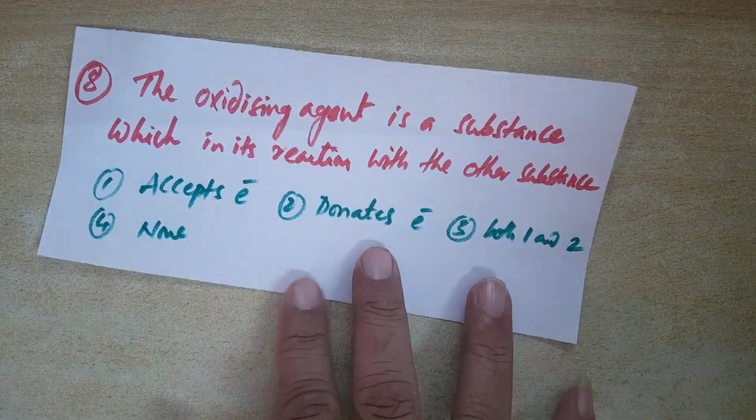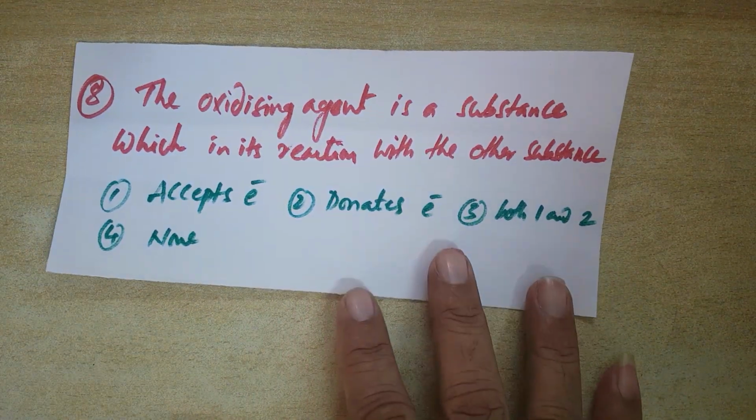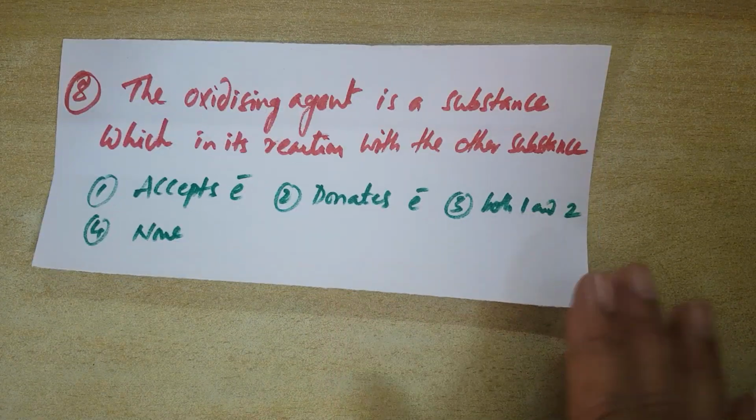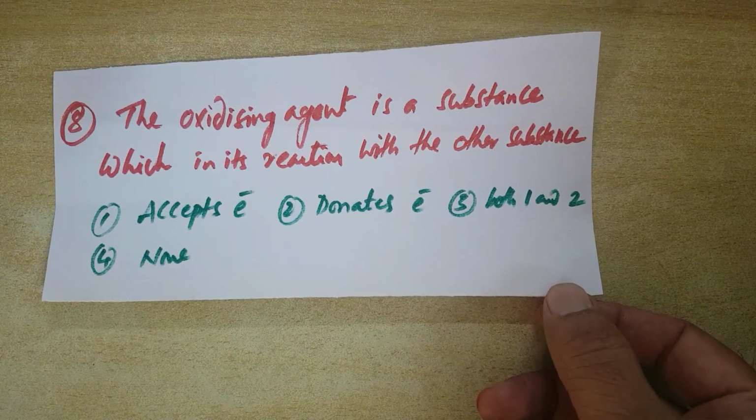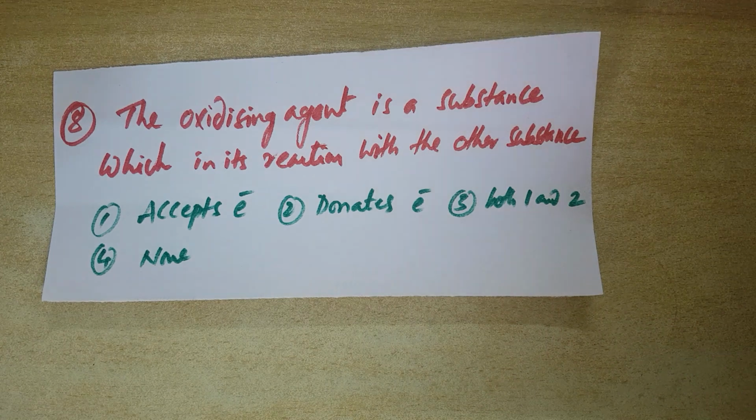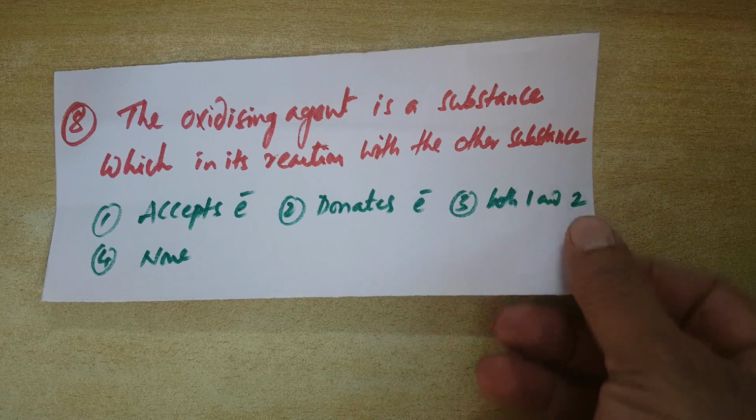Question number 8. Among the given options, which one is the correct statement for acting as an oxidizing agent? The oxidizing agent is a substance which accepts electrons from the other substance.